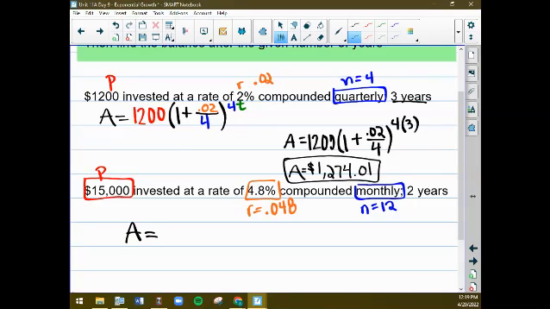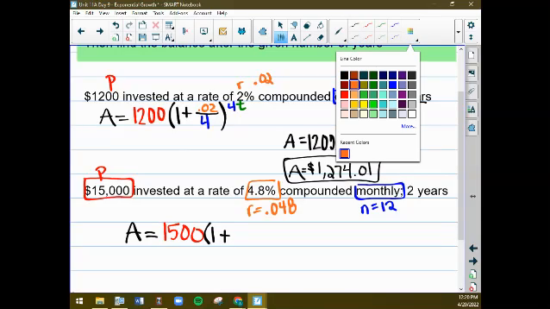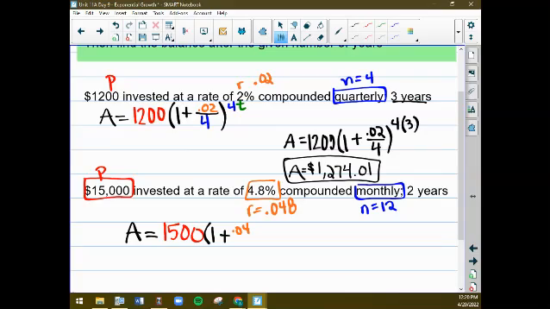A, my amount, is equal to my principal times 1 plus my rate as a decimal, 0.048 divided by n, which is 12, to the power of n times t. Okay, so again, when I'm just writing a function rule, I'm just writing those values. I'm not actually plugging anything in.